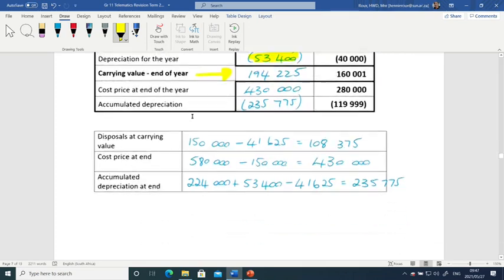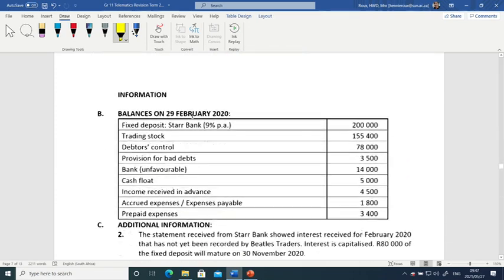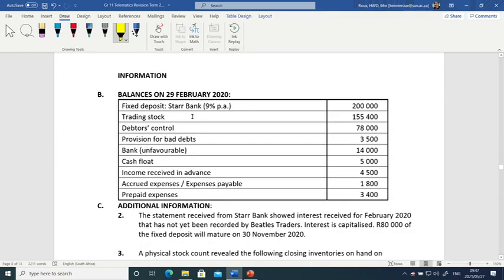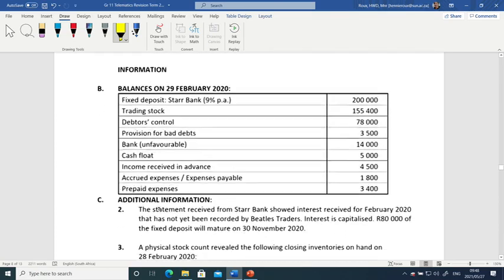Now we move to the part where we want to show trade and other receivables, as well as the statement of financial position, the balance, the assets part. I've just copied the information again. We start with additional information. Additional information 1 was the fixed asset note that we've already done.